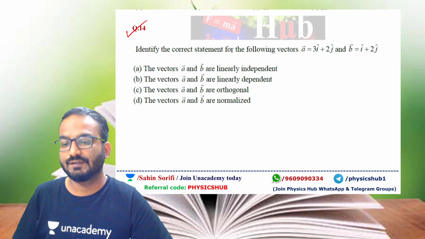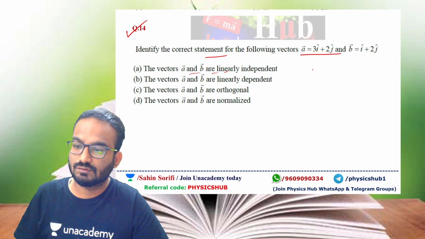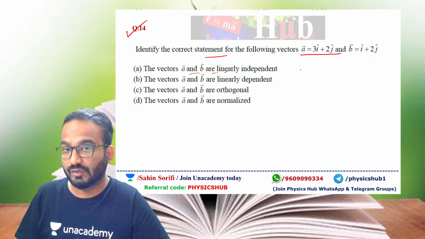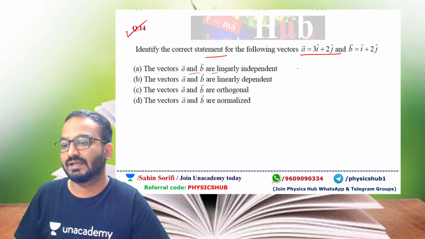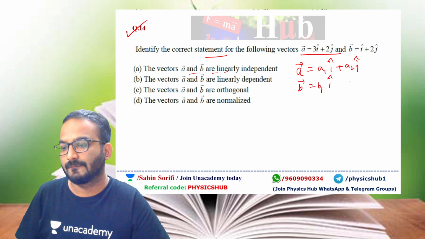Question number 14, identify the correct statement for the following vectors A and B. Are A and B linearly independent? How to consider linear independence? Let me just tell you. If you are given some vectors, what will you do? You will just write the components column wise. Let's say you have been given a vector a1 i cap plus a2 j cap. Next we are given vector b1 i cap plus b2 j cap.